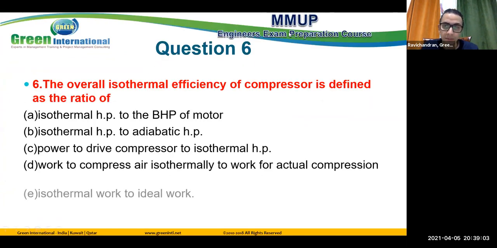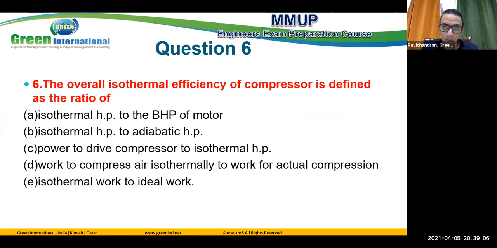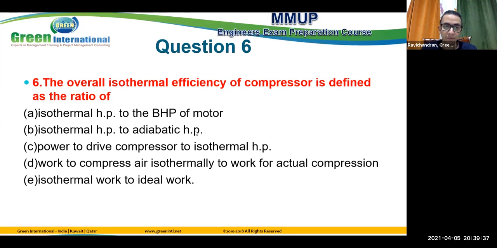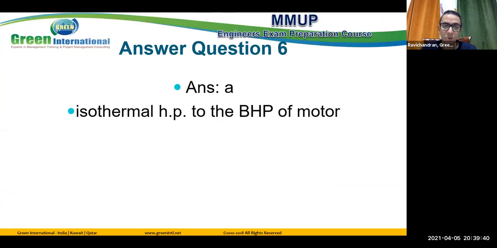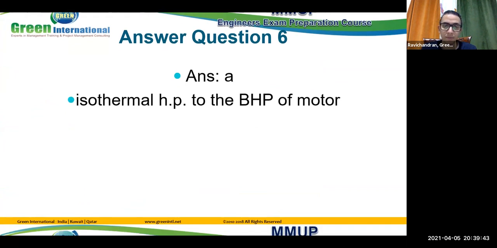Overall isothermal efficiency of compressor defined as a ratio of isothermal efficiency. I have an answer here as isothermal horsepower to brake horsepower. Any other idea? Let's see. Isothermal horsepower to brake horsepower.